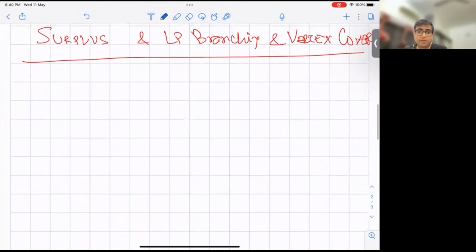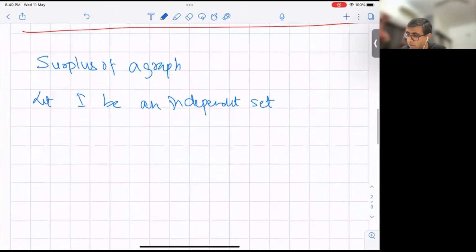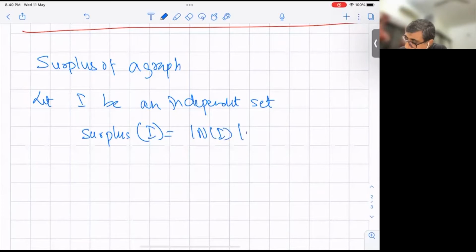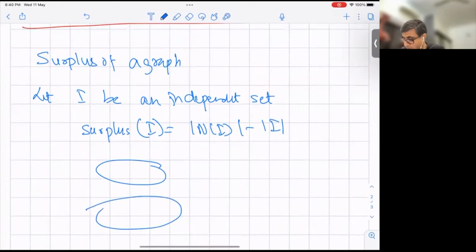So what is the surplus of a graph? I need to define the notion of surplus of a graph. To do that, let I be an independent set. Then the surplus of I is the size of its neighborhood minus the size of the independent set. If you have an independent set and look at its neighborhood, it's the size of the neighborhood minus the size of the set.